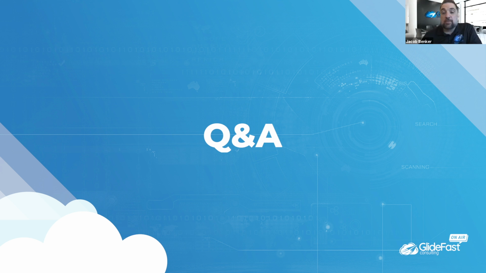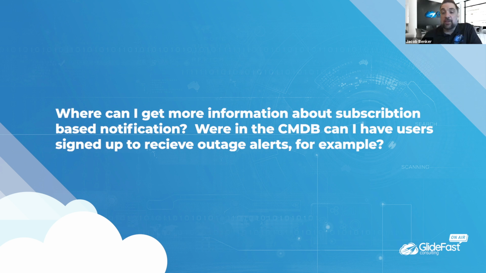And Chris asked about getting information about subscription-based notifications. You can get that in the docs. Probably search "subscribe to service." That's one of the ways you can do it. You may have to build some notifications specifically around what you want to send to those individuals, but you should be able to find that information in the doc site.